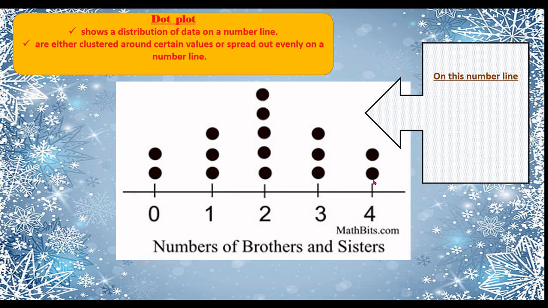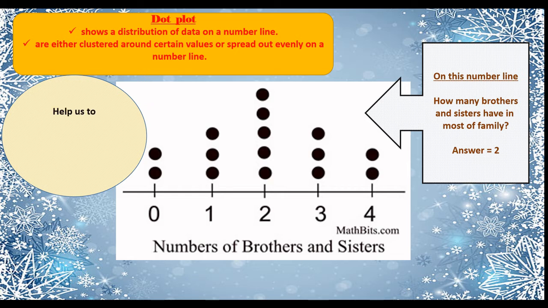So let's try this question. On this number line, how many brothers and sisters do most of the families have? What is your answer? Which option do you want to choose? Our answer will be 2, which means most of the families have two brothers and or sisters. So the dot plot helps us visualize the data pattern. The 0 and the 4 are the lowest, and the 2 is the highest.